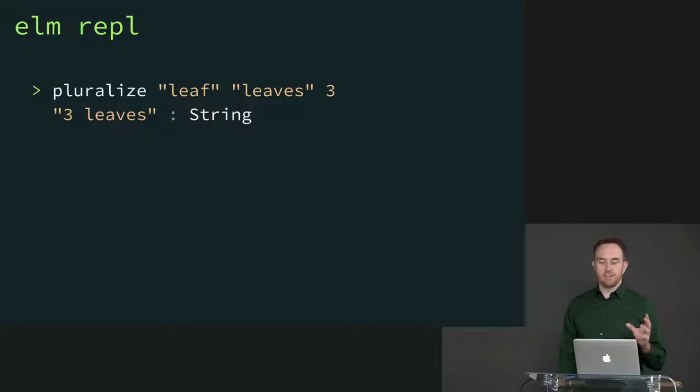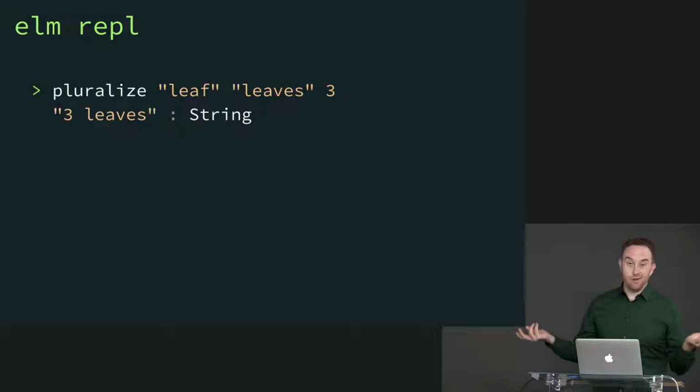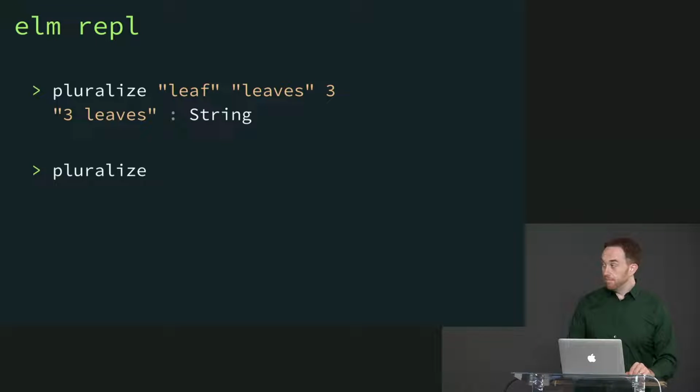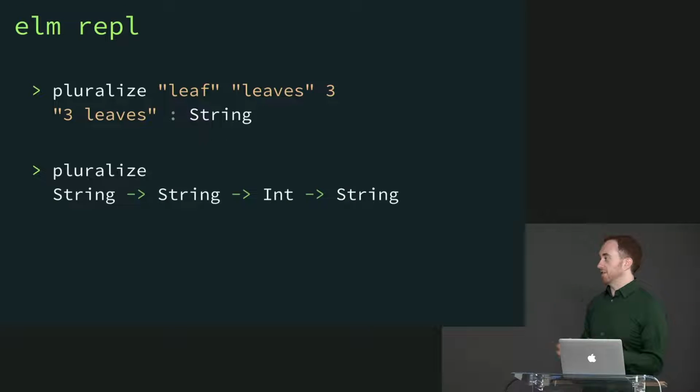Also in Elm REPL, there's a nice little feature where it will tell you the type that it returned. Because Elm does type inference, it's like, hey, I know the answer to that, so I'm just going to let you know not only what the value is, but also what that value's type is right there in the REPL. So if I call pluralize leaf, leaves, and 3, it comes back with 3 leaves as the answer. I can also just put a plain function in there, and Elm REPL will say, here's the type of that function. In this case, it takes a string, and then another string, and then an int, and returns a string. And there's that syntax again with all the arrows.